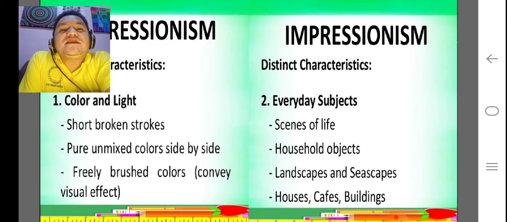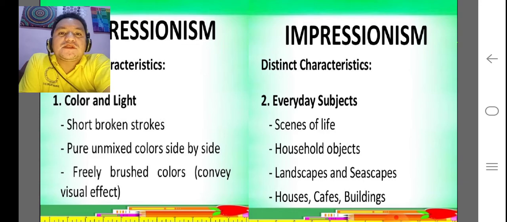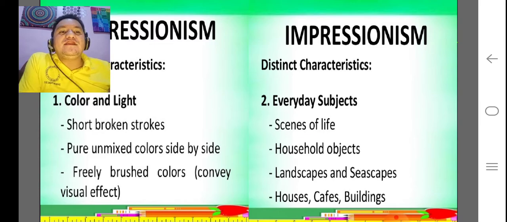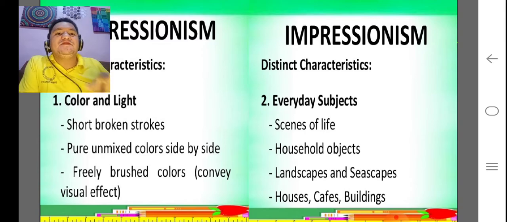Next, another characteristic when it comes to color and light: it uses short, broken strokes, and pure and mixed colors side by side. Freely brushed colors convey visual effects. Aside from that, it talks about everyday subjects, which are the scenes of life, household objects, landscapes and seascapes, houses, cafes, and buildings. So those are the subjects for Impressionism.